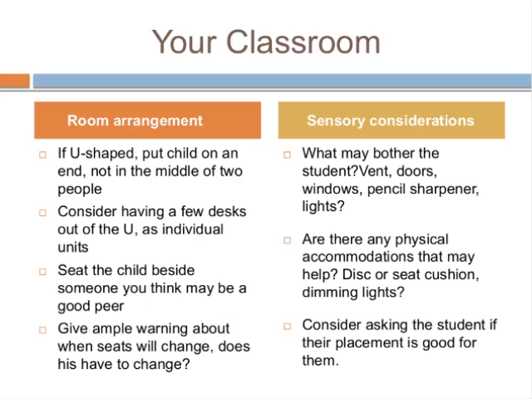I would seat the child beside someone you think may be a good peer. Obviously, you don't want them sitting next to another child that's going to be a behavior issue or very distracting. And if you change your seating arrangement throughout the year, I would give ample warning to your child with autism. And I'd really consider, does his seat have to change? Is that going to benefit him in any way?